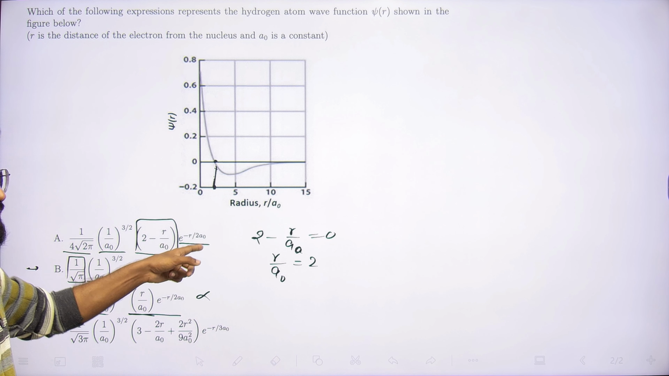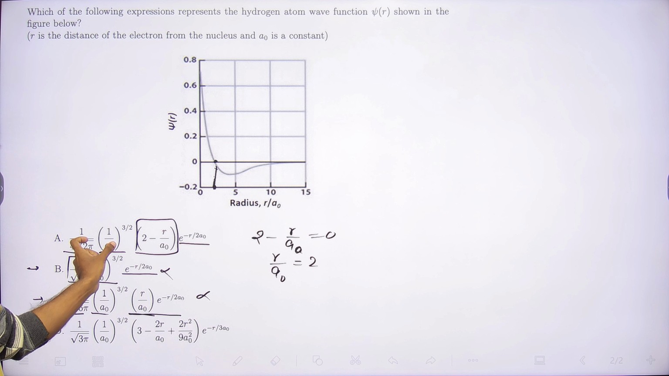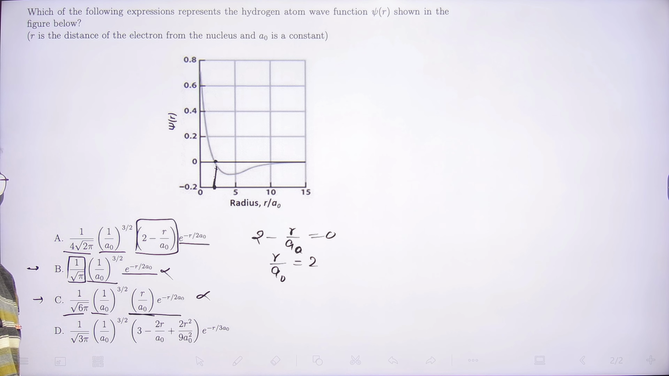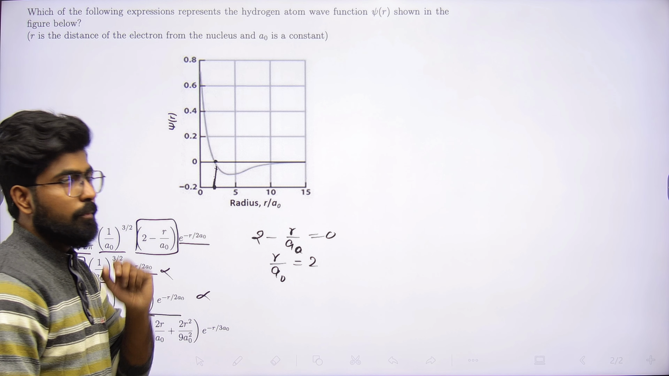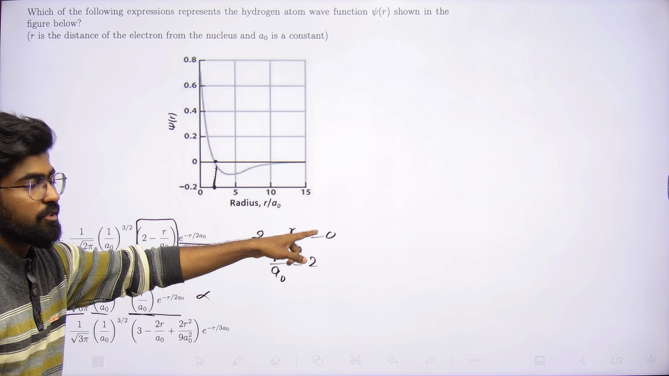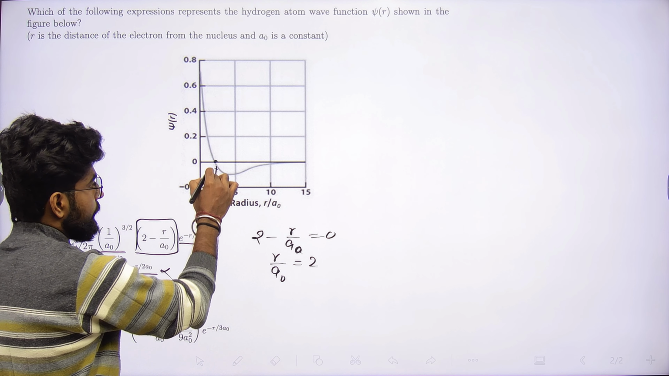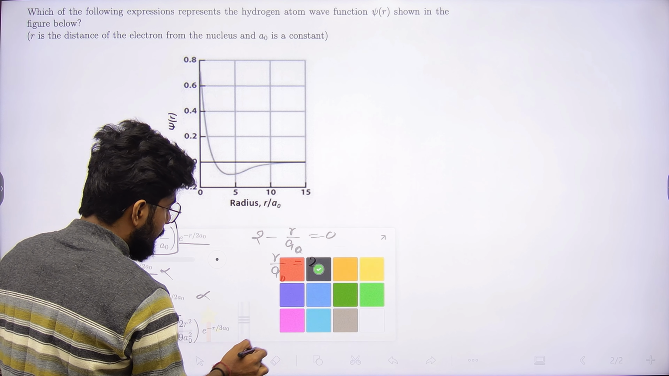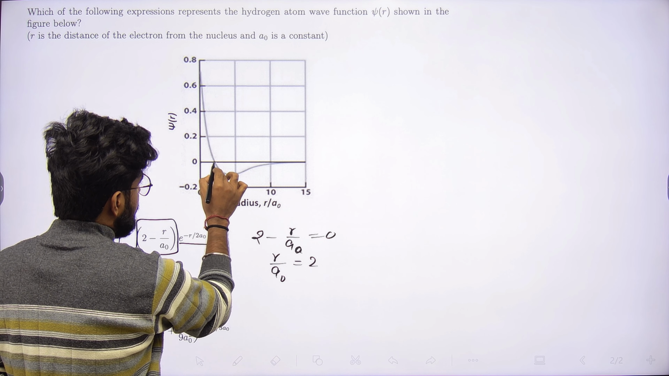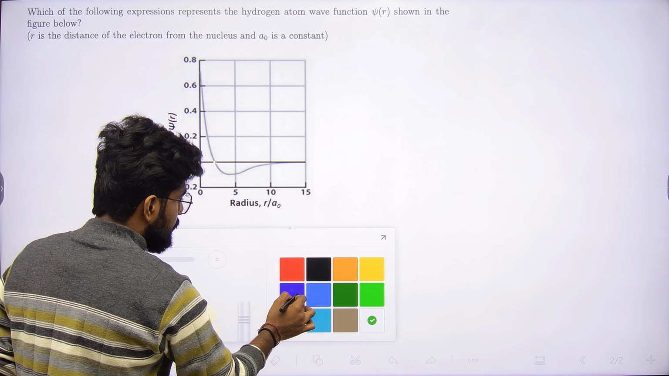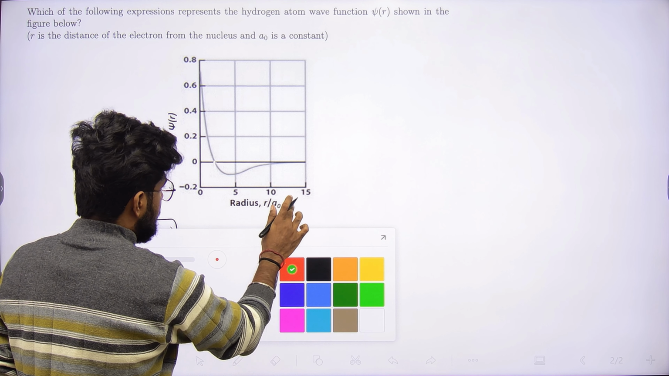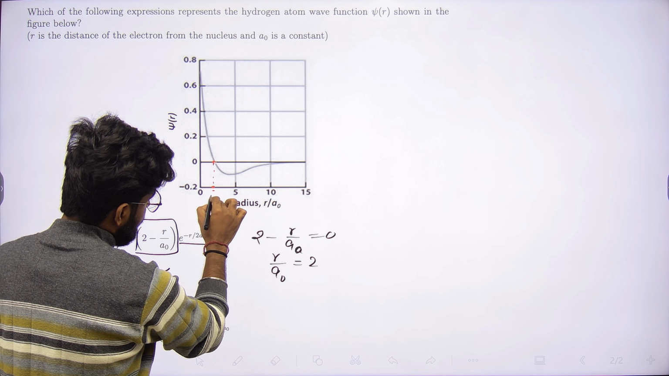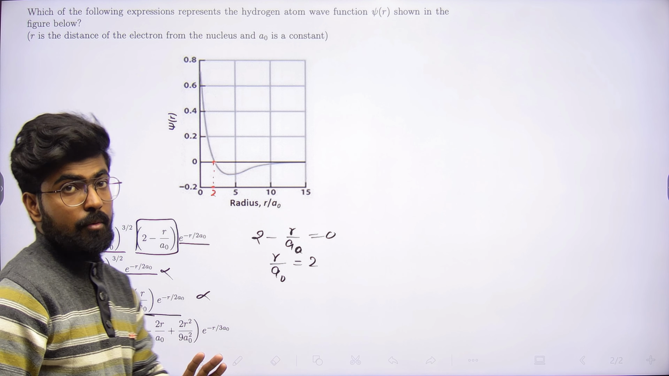It means that if this curve belongs to this wave function, then at r by a naught equal to 2, this will give you a node, because the wave function is 0 at this value. If you look closely, you will find that the value of r by a naught at which the wave function is 0 is very close to 2. However, it is just an uncalibrated way of calculating it, but we are left with no other choice. It is very close to 2 if you just try to look at this. So this is a probable answer.